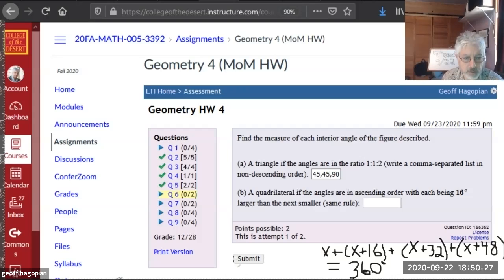Let me write that over here. So this is going to be 4x, combining like terms, plus 96 is 360. Taking away 96 from both sides gives us 294.